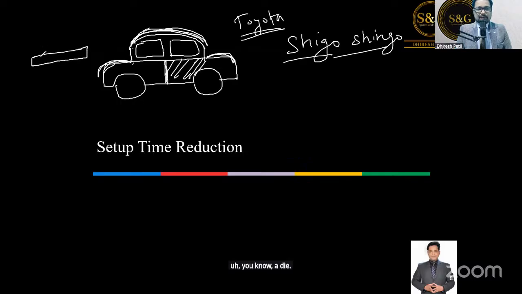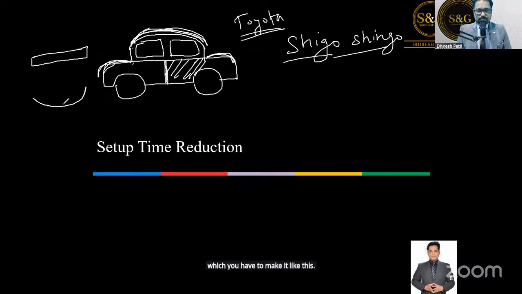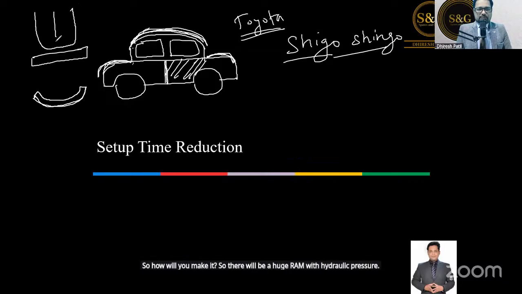A die is nothing. Let's say, for example, if this is the plate, which you have to make like this, how will you make it? There will be a huge ram with hydraulic pressure that will be pressed against this and it will take this form. This process is basically, this equipment is called a die.